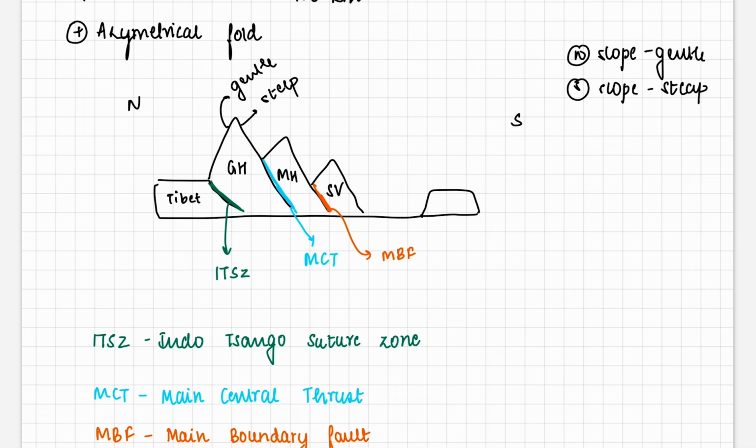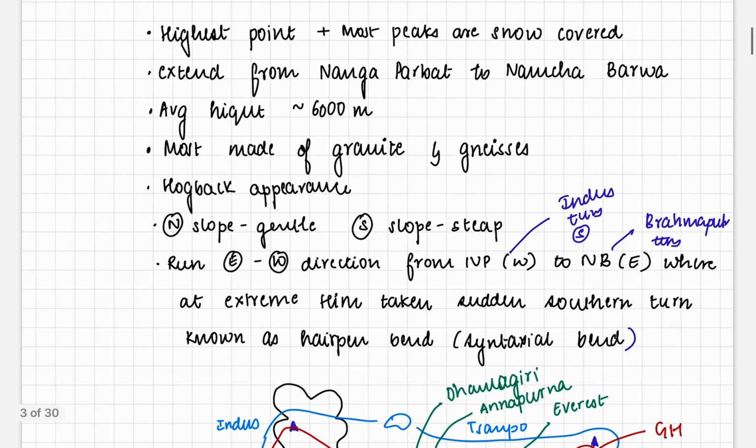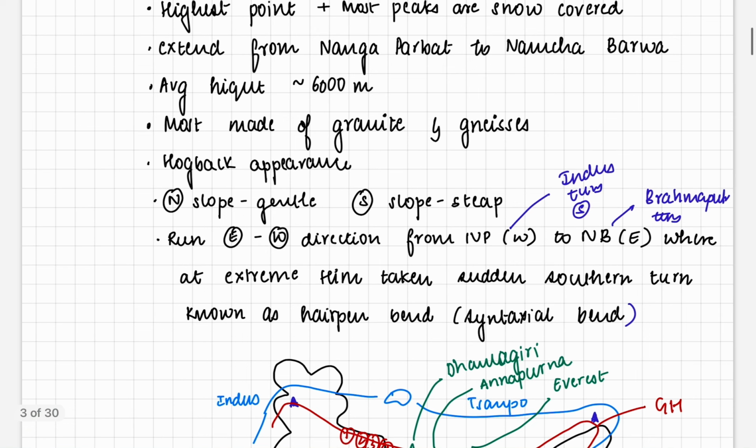We see that the slope of the mountains on the northern side, that is towards China, is very gentle, whereas the end towards India is very steep. The Great Himalayas are also known as Himadri or Central Himalayas. They are almost snow covered and the average height is very high, around 6,000 meters.